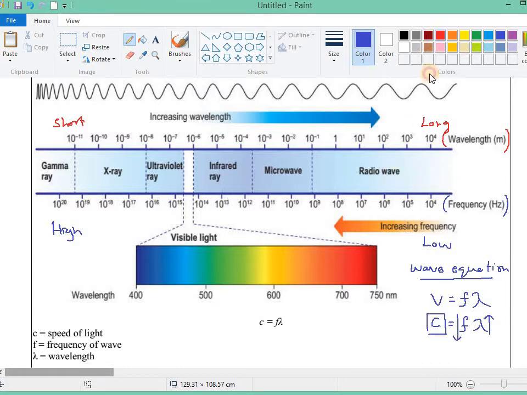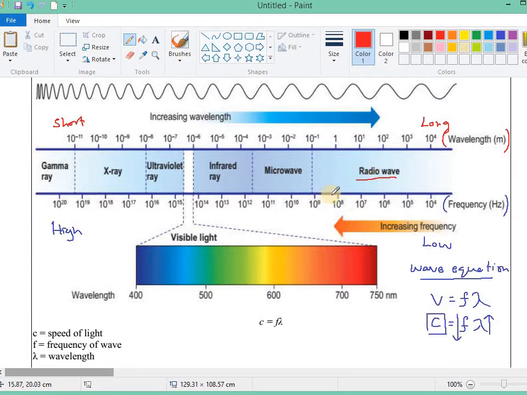Starting with long wavelength or low frequency, we have radio wave first. Radio wave is the wave we have in our radio for telecommunication. Handphones also use radio wave. The Wi-Fi, Bluetooth, television, walkie-talkie, all of them are radio wave. As the wavelength gets lower and lower, the frequency gets higher and higher, which means the speed of oscillation gets faster and faster.